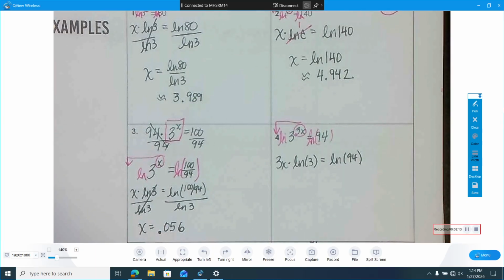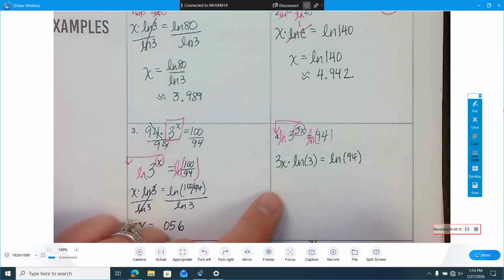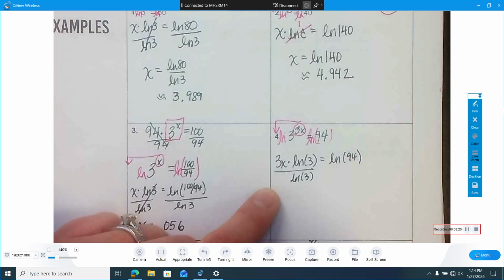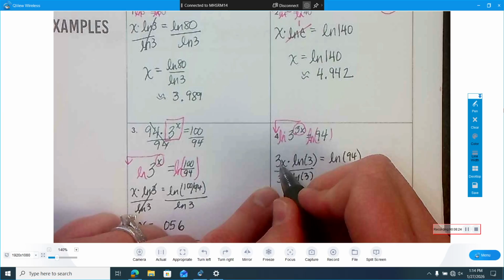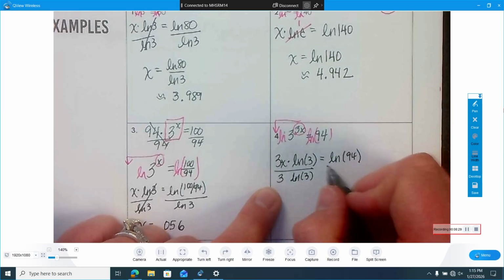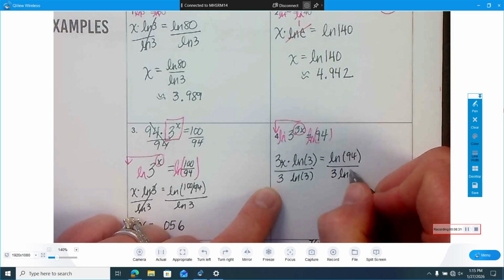How do we get x by itself? I want to divide by the natural log of 3. What else do I need to get rid of? The 3, yes. I'm also going to divide by that 3 because it's 3 times x. So we're going to divide by 3 natural log of 3.